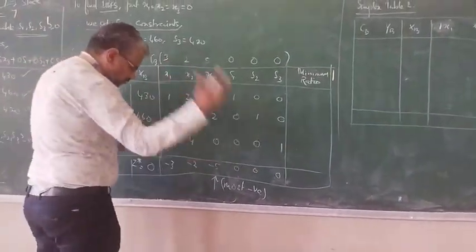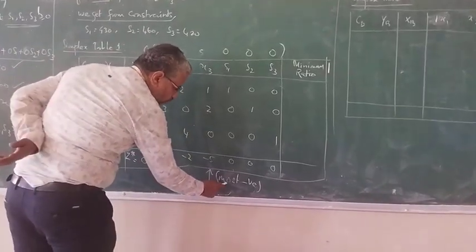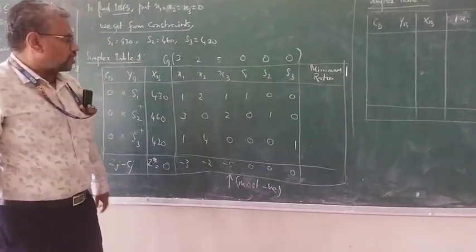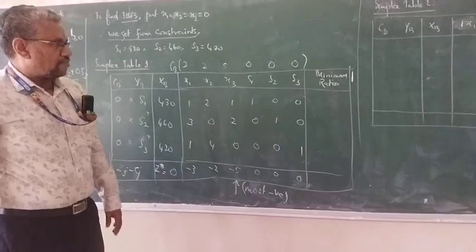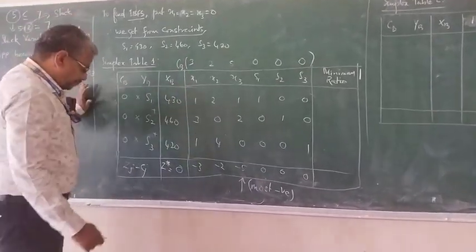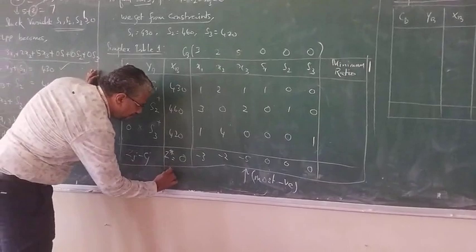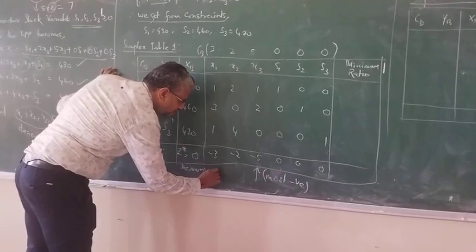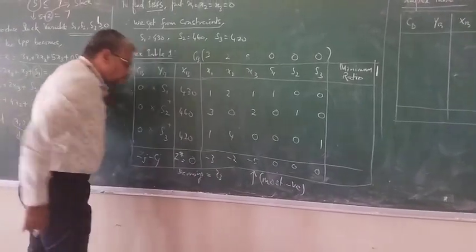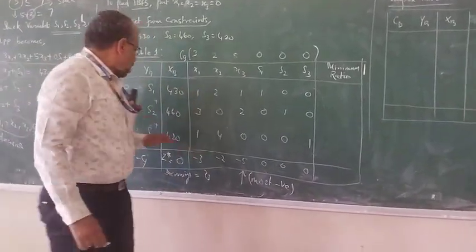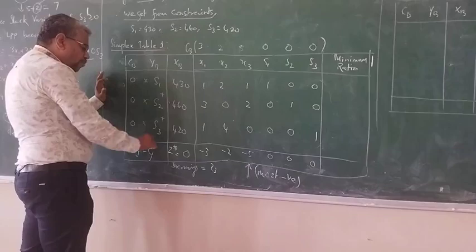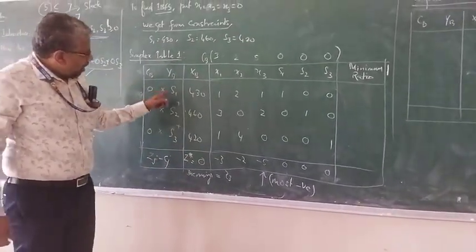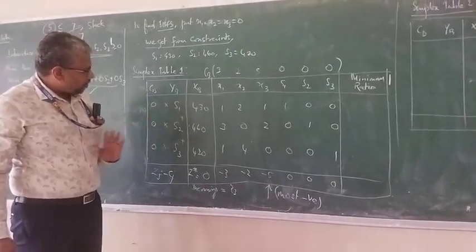So you can put whatever you want to. So most negative is minus 5, which means x3 is going to come inside the table for the next table. So incoming vector, incoming variable is equal to x3. So once x3 is coming in, out of these three variables, any one of the variables will be going out of the table. So what is the variable which is going to be out?